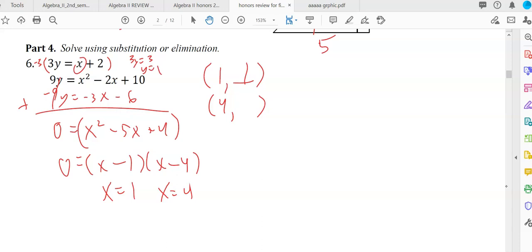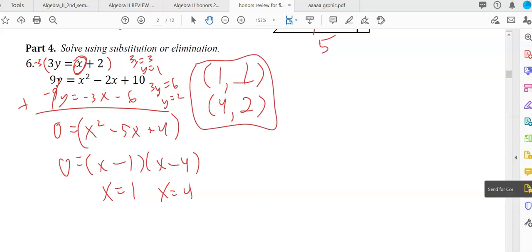If we plug in 1 there, that'd be 9 equals 1 minus 2 is negative 1 plus 10 is 9. That does work. And then plug in 4 right there. So 4 plus 2, so that'd be 3y equals 6, so y equals 2. So y equals 2 when x is 4. And again, you can plug it in to make sure that works, but I feel pretty good about that.